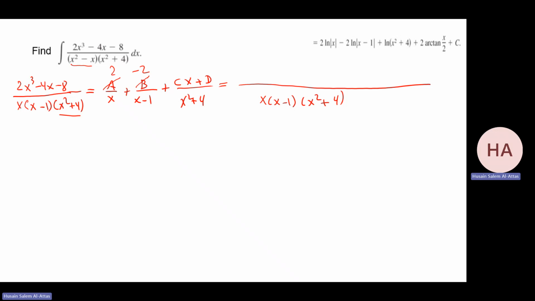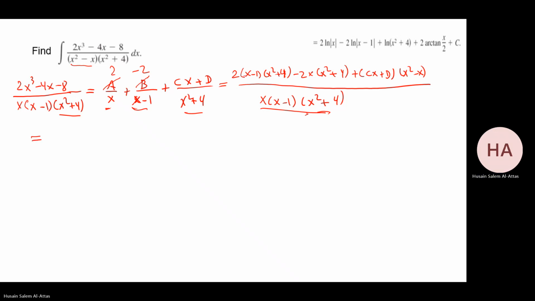Okay. Now let me do the calculation. If this is x, so I have 2 times x minus 1 times x squared plus 4. This I have to bring to the denominator. Then I will do the rest. That will be minus 2, I have x minus 1, I divide this by this. I'm getting what? X squared plus 4. Then the rest I have what? This by this I have x squared minus x times Cx plus D times x squared minus x. Let me simplify it.